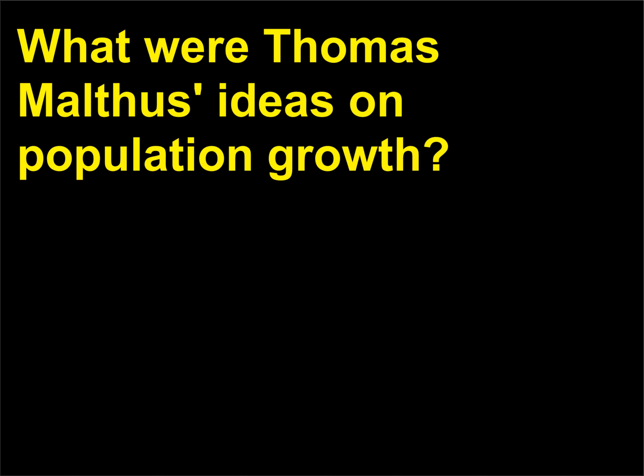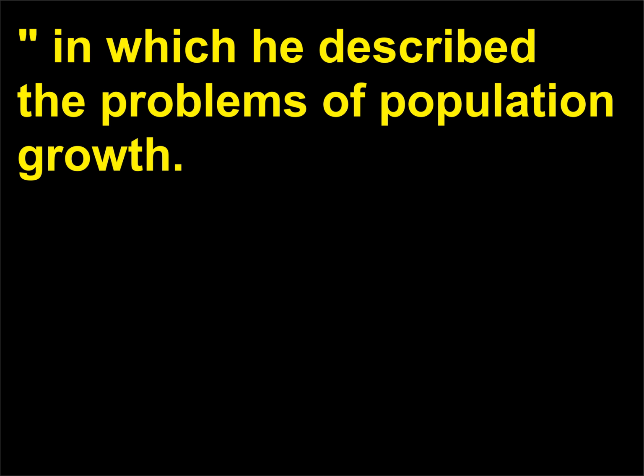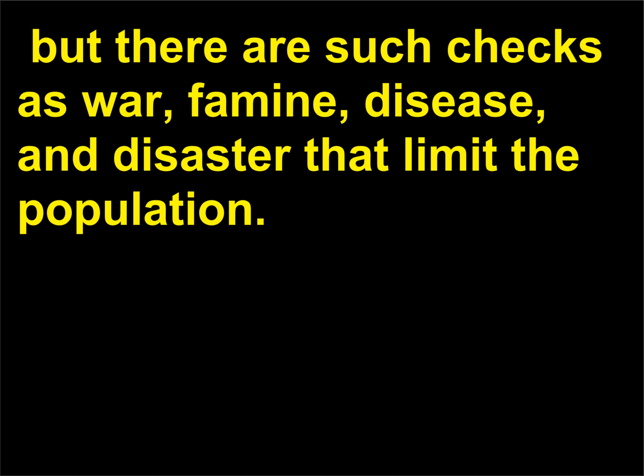What were Thomas Malthus' ideas on population growth? In 1798, English clergyman Thomas Malthus wrote an essay on the principle of population, in which he described the problems of population growth. Malthus argued that the world's population grows faster than the food supply. But there are such checks as war, famine, disease, and disaster that limit the population.